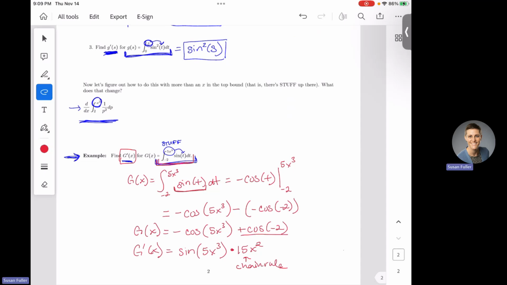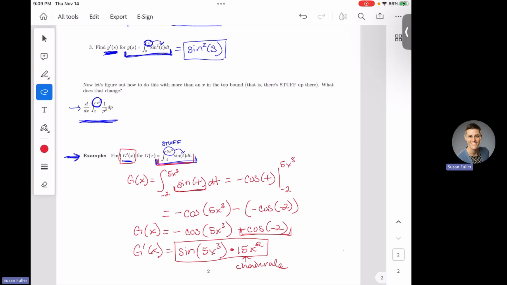And the derivative of cosine of -2, this is just a number, so that is going to go away. You can write the 0, but we don't really need to because it's really nothing, right? It's 0, it doesn't count. So we can remove that, and this is our derivative.